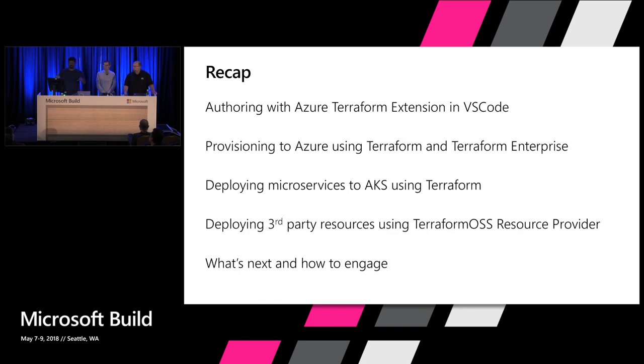And just to do a full recap, we started off talking about ordering with Azure Terraform extension in Visual Studio Code. And then we shifted gears, and Tom talked about how do you provision to Azure. So you can use Terraform open source, Terraform in the marketplace, as well as Terraform Enterprise for teams and for governance and policy as code. And then Damien went through how to deploy microservices to Kubernetes using Terraform. And I also kind of sneaked in the thing where you can actually deploy any third-party resource, such as Datadog, using the Terraform OSS resource provider, just using your own ARM templates as you do today. And finally, we had a quick view of what's next and how to engage.